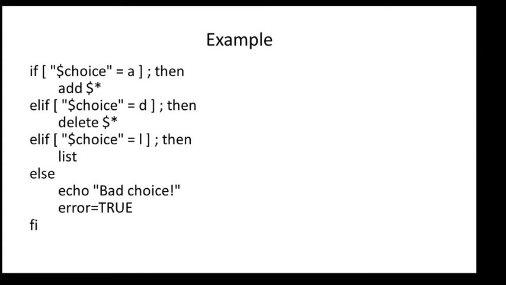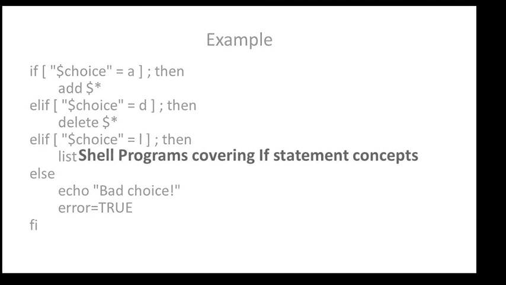For example, if choice is equal to A, then add. If choice is equal to D, then delete. If choice is equal to L, then list. Else, bad choice. It has to check the condition if the choice is A. If the selected or given choice is A, then it will add that to the already existing file command. If the choice is equal to D, it will delete. If the choice is equal to L, it will list. If the choice does not belong here, then the else part will execute, that is, bad choice.